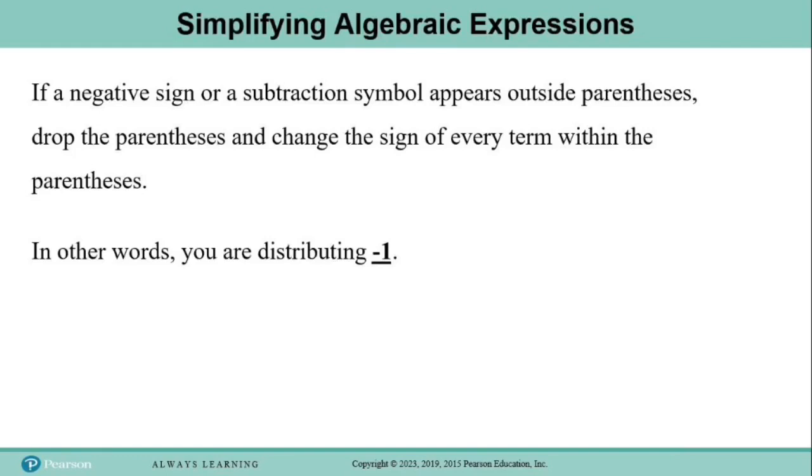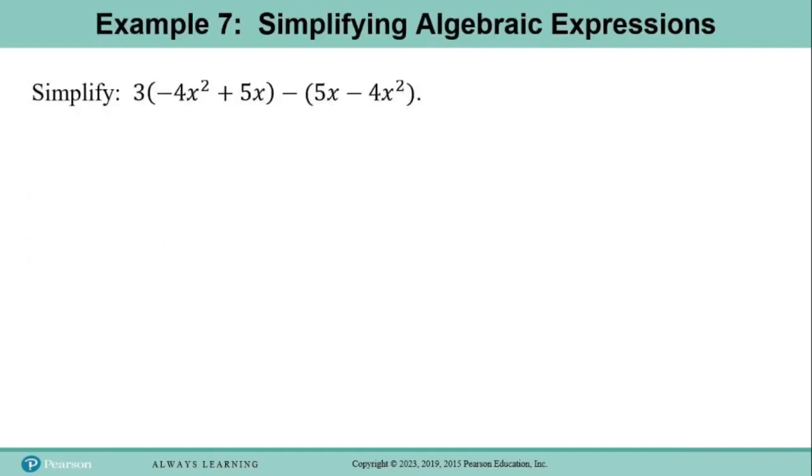In fact, what you're really doing is distributing a negative 1, because remember, when 1 is a coefficient, it's not written. So you don't see a 1 there, but you see the minus sign. So what you're really doing is distributing that invisible negative 1. Let's see an example of that.